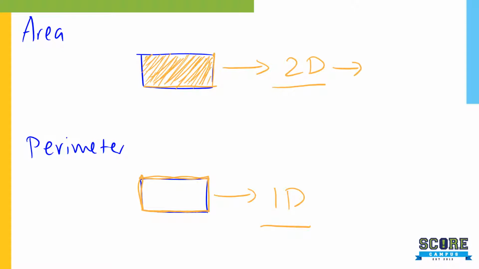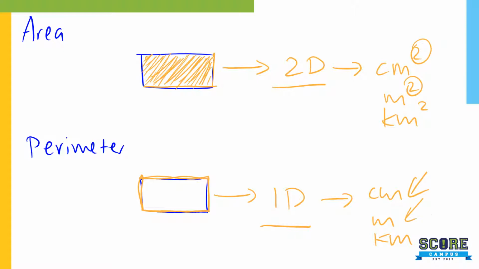A perimeter is one-dimensional, area is two-dimensional, and that's why when it comes to the units you have things like cm square, meter square, because it's two-dimensional. This, you have cm, you have meter, you have km square over here too, you have km, right? This is one dimensional, so you don't have the power 2 over there. So that's the major difference between area and perimeter.